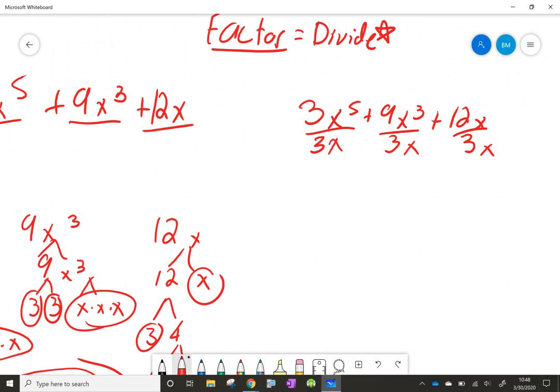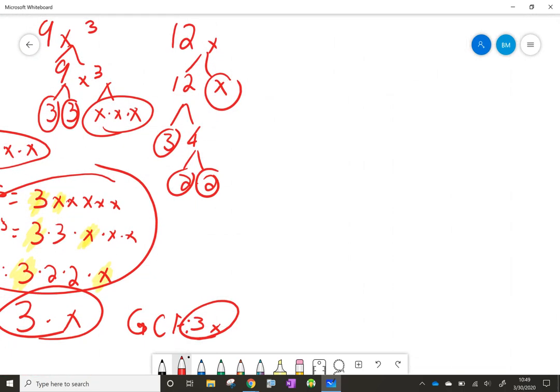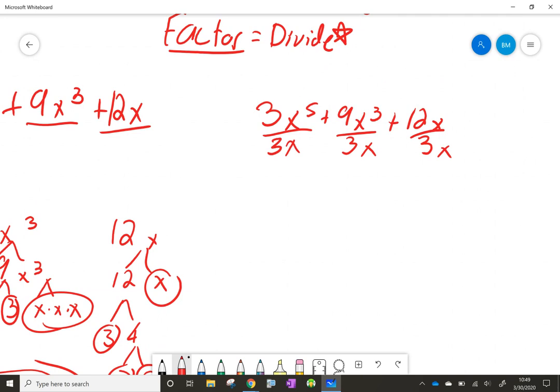Not all terms have 3 x's, not all terms have 5 x's. They all have at least a single x though. So the GCF is 3x. The biggest number they can divide, 3, 9, and 12, is 3. And the most x they have in common is just 1 x, a single x. So 3 and then x to the first power, or just x. So you can figure the GCF out that way, right? So either way, we've now got the GCF is 3x.